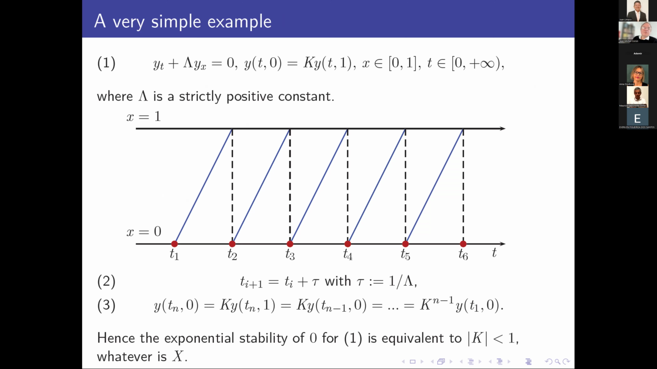And then you can compute explicitly the solution, because we know that on the blue line, y is constant, and the value between what happened at x equal to 0 and x equal to 1 is given by y(t,0) equal to k y(t,1). And then you get the property 3, which tells you that y at time t_n, 0 is k to the power n minus 1 y(t_1, 0). So you have exponential stability if and only if the absolute value of k is less than 1.